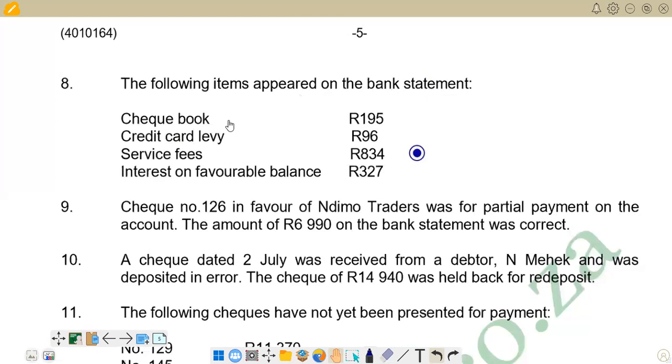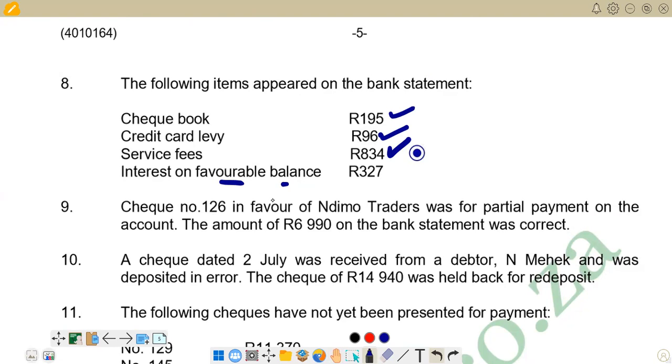We have checkbook, 195. These are bank charges. Then we have the credit card levy, also 196, which is a bank charge. Service fees is also a bank charge, 834. And lastly, we've got interest on favorable account. What does it mean? This is a favorable account, which means a favorable balance, so it's a credit balance on the bank statement.